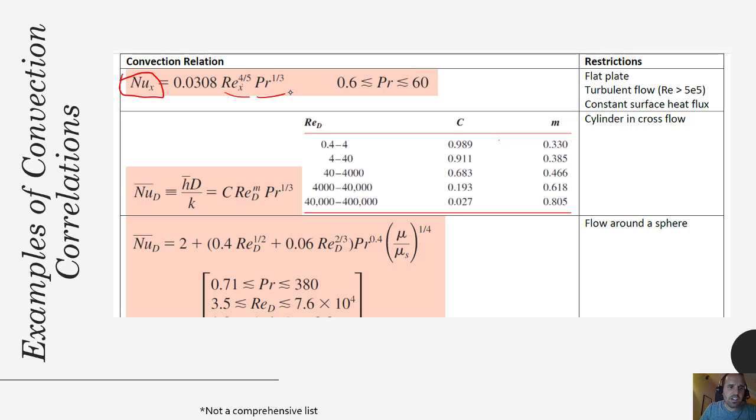Chapter 7 on external convection is going to develop a lot of different correlations. This is just a partial list. It's not comprehensive. But you can see we have different geometries like a cylinder in cross flow or fluid flow around a sphere. So we'll go through and show where these come from. A lot of the time they come from just experiments, so the equation itself may not be super physically meaningful.